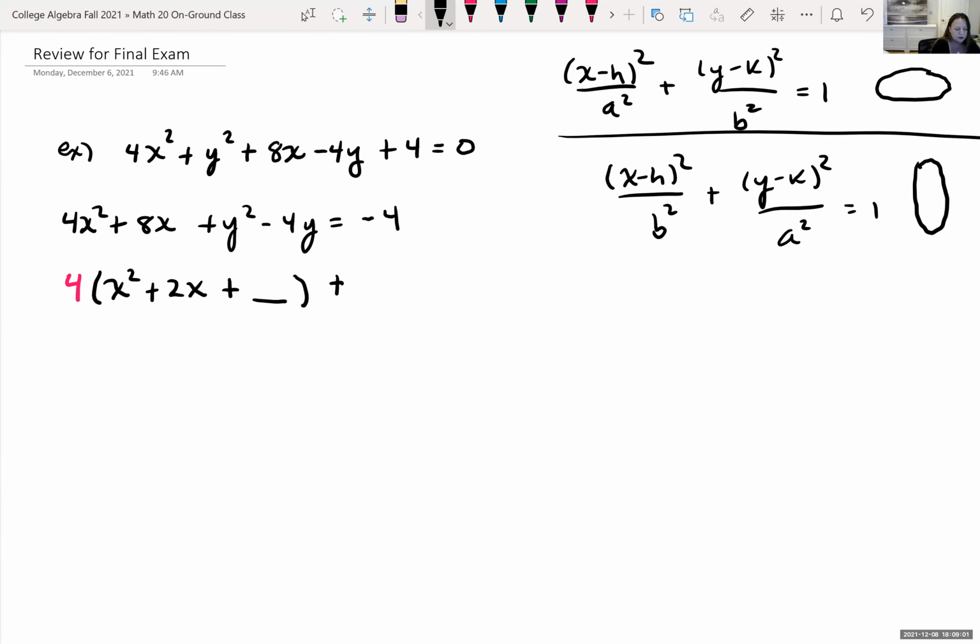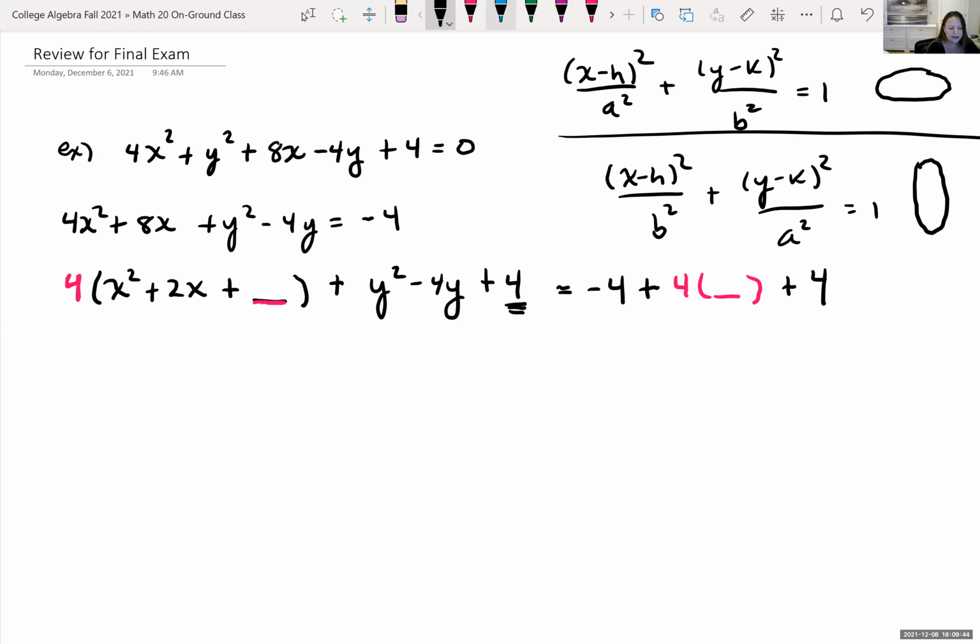This is plus y squared minus 4y. We're going to add something right here to make this a perfect square. Because the coefficient in front of the y squared is 1, we're just going to divide the b value of the y, which is -4, by 2, getting -2, and square it. So that would be 4. This is equal to -4 plus, whatever we add here, we have to multiply it by 4. So 4 times whatever we decide to add. And then plus, we added this 4 here, so we have to add it on the other side.